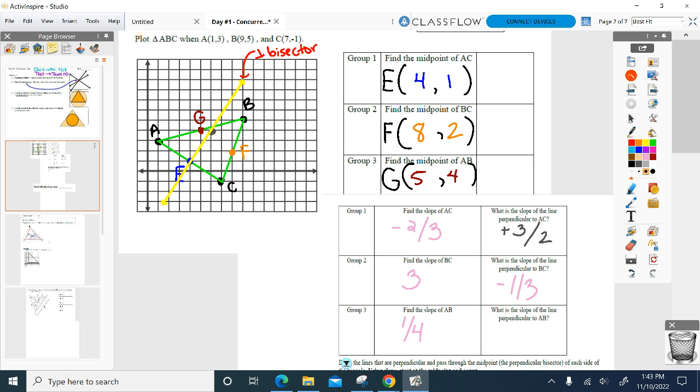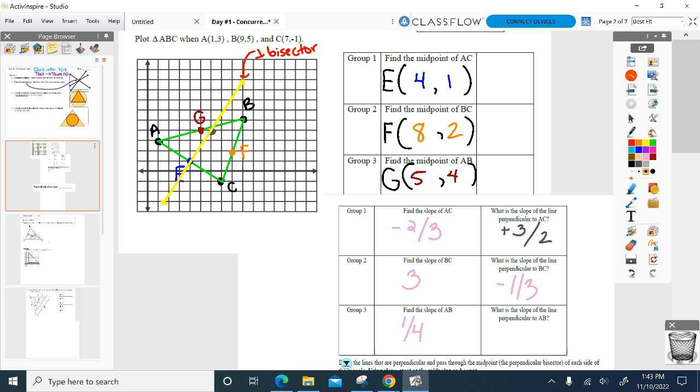-1/3. Here we go. So from point F, where do I go to get another point? The slope's got to be -1/3. So from point F, I go down 1.